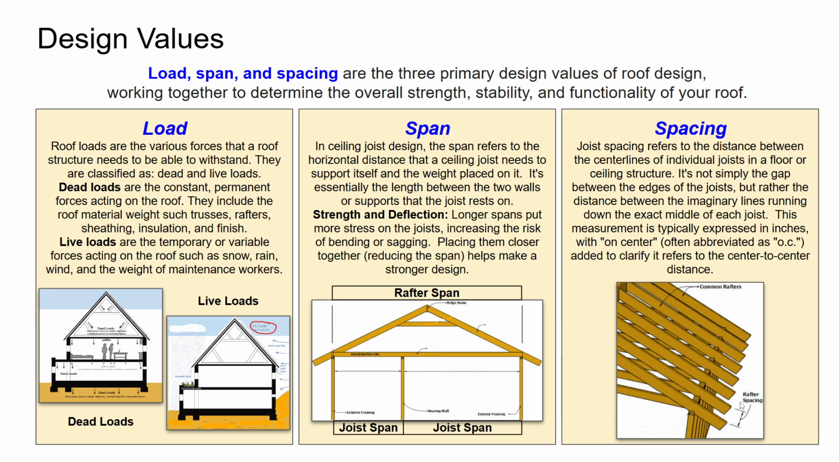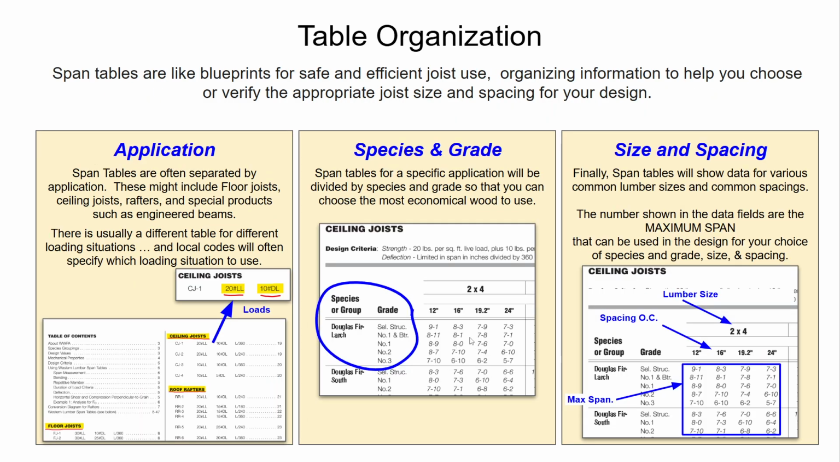So those are the three things that we sort of have to work with and think about. So next is, how are the tables organized? Well, first, the tables are by application. There's tables for floor joists, for ceiling joists, for roof rafters, and there's even more on there. And then each of those has a live load, dead load component.